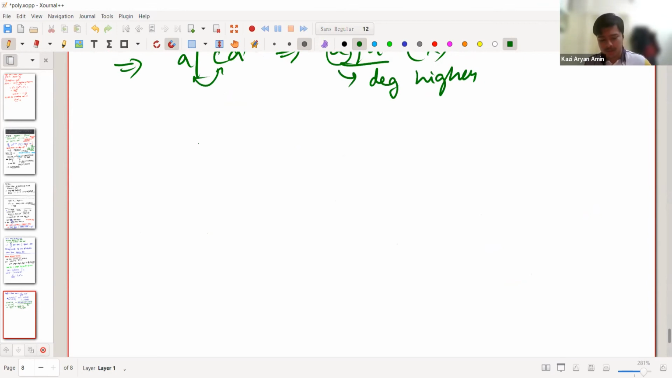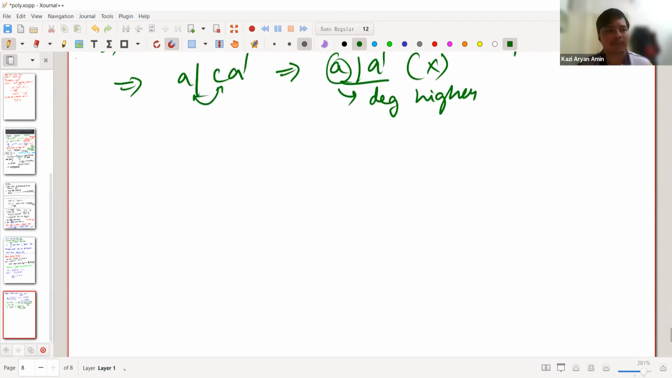Degree of a is just higher than a dash. So yeah, this is what we will try to prove. By the previous lemma, we understood that f by rad f divides f and f dash, and so it divides any linear combination of them as well.